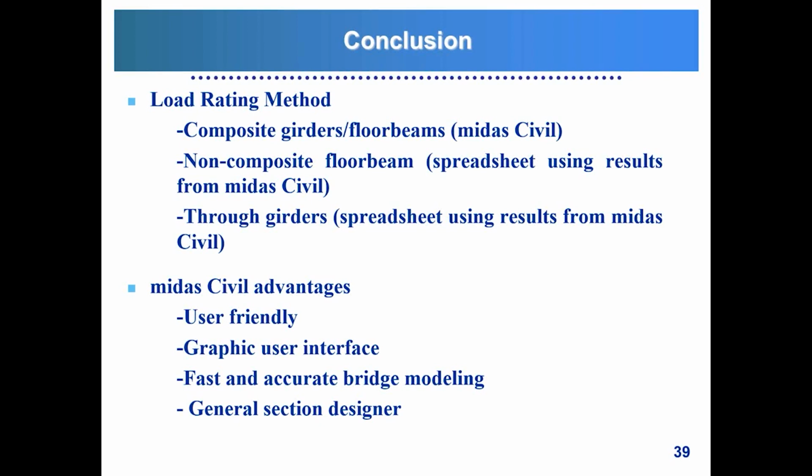However, it gives you the demand loads on those elements, and it also performs the design check for that. So we got the capacity of the non-composite floor beam from the MIDAS design module, and then from the live load analysis and the construction stage analysis, we got the demand loads on the non-composite floor beam. For the through girders, we used a spreadsheet for the load rating, using the demand load results from MIDAS Civil.